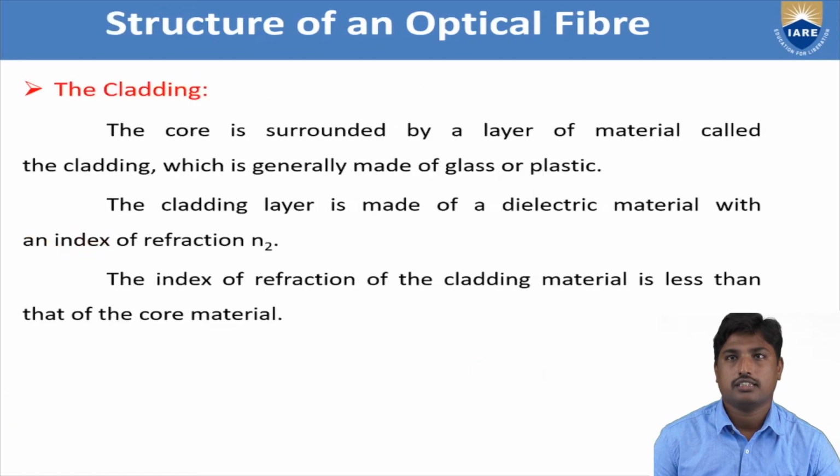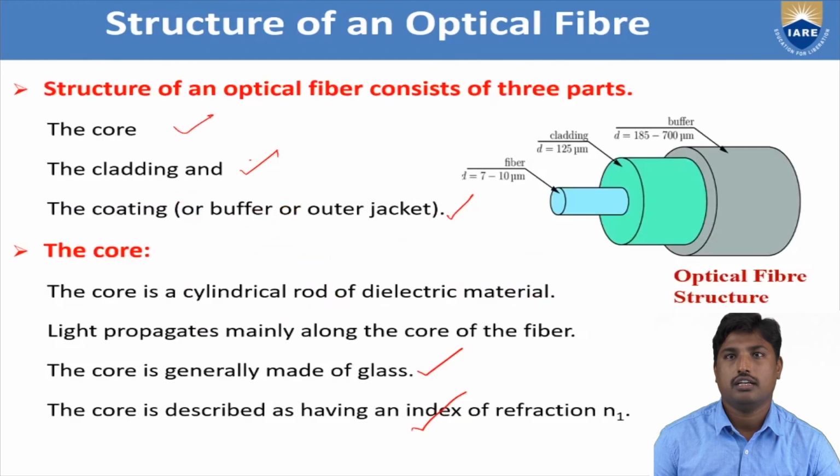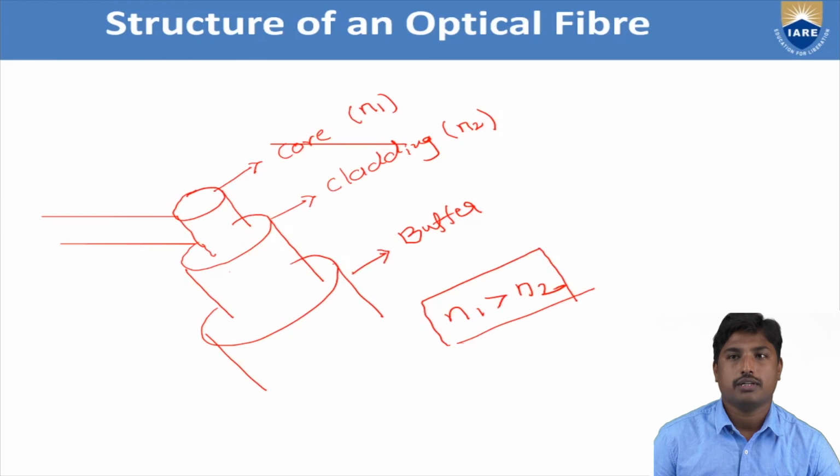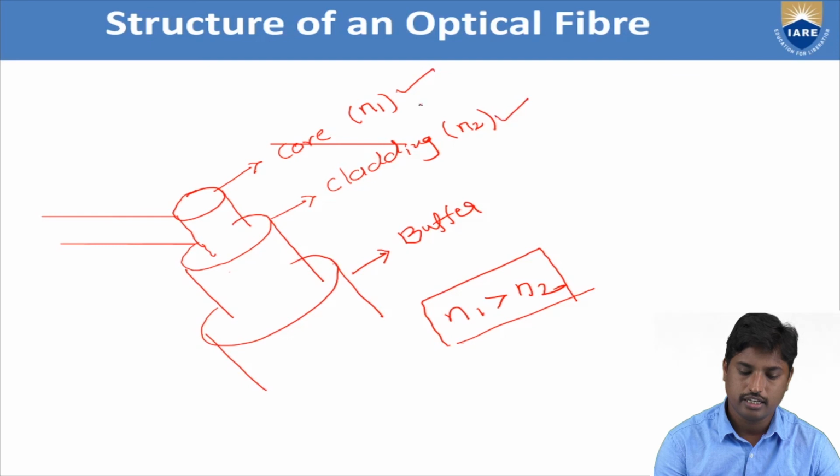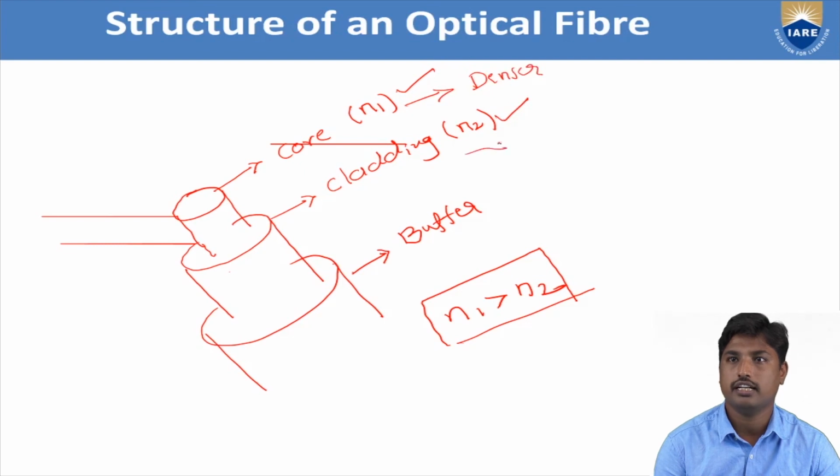Once again, see the construction structure, having three parts: core, cladding, and outer jacket or buffer. Core and cladding are made of glass material. In manufacturing, we make the refractive index of the core slightly greater than the refractive index of the cladding. By making it like this, the core material always acts as a denser medium, and the cladding acts as a rarer medium.